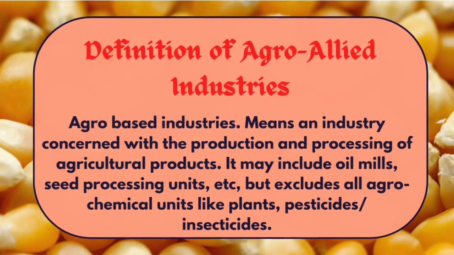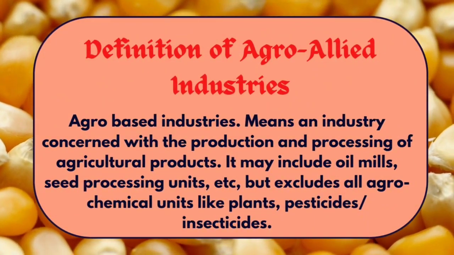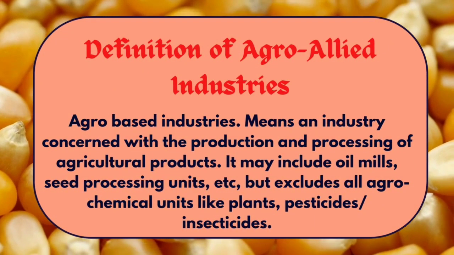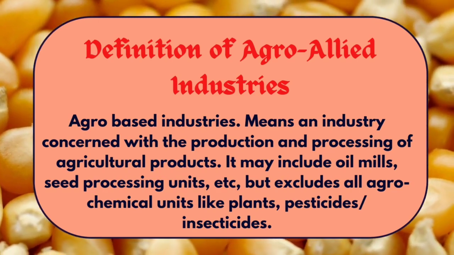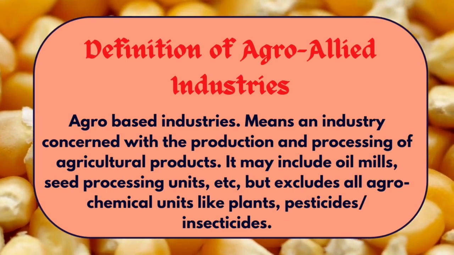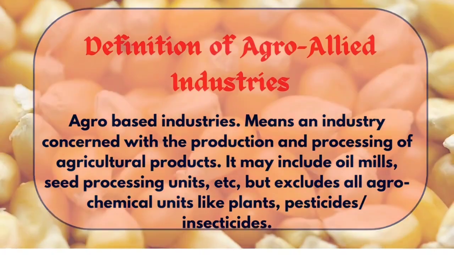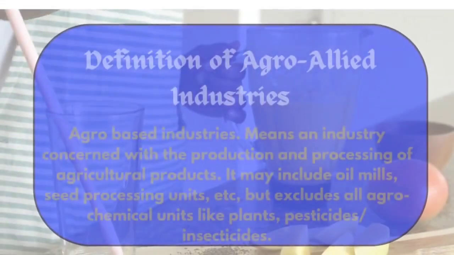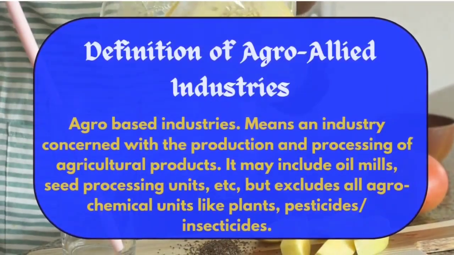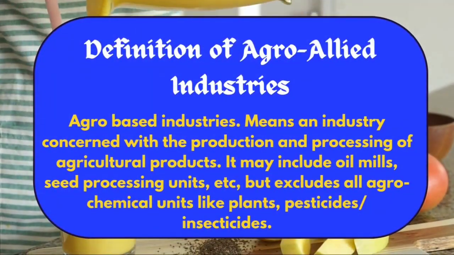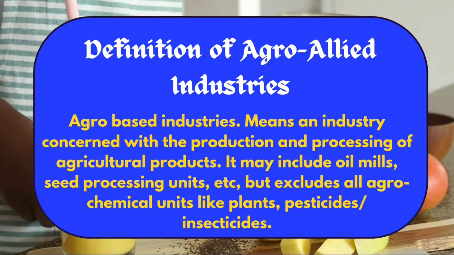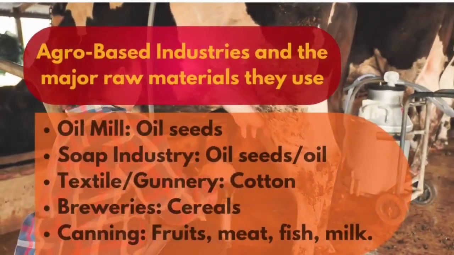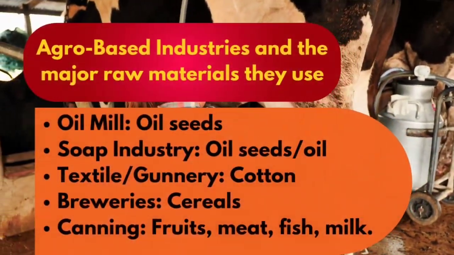These are agro-based industries that are concerned with the production and processing of agricultural products. They include oil mills, seed processing units, even textile industries. But actually, agro-allied industries exclude industries that produce agrochemicals. For instance, an industry that is involved in the production of animal drugs is not regarded as an agro-allied industry.